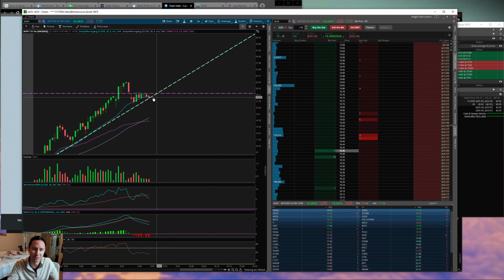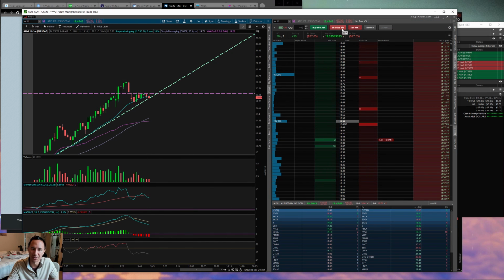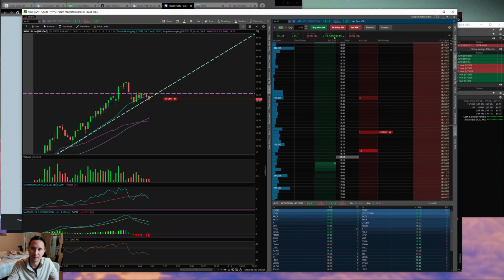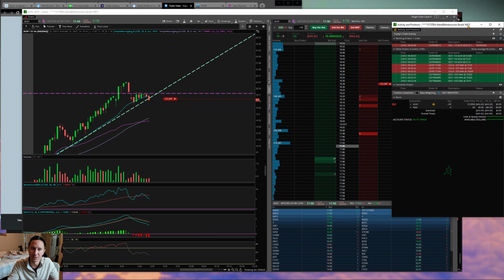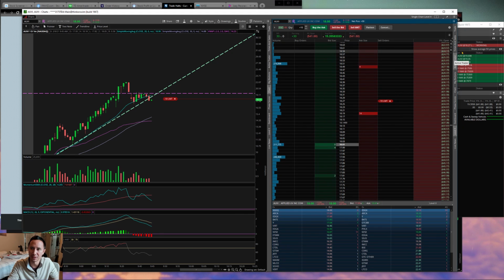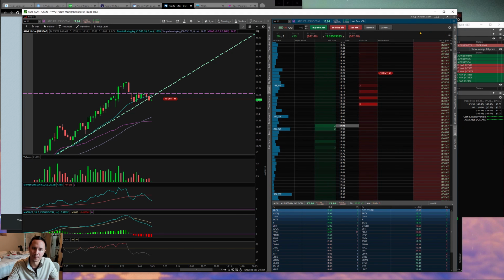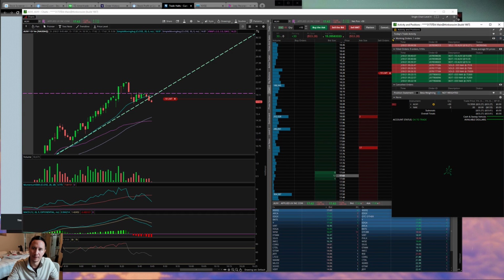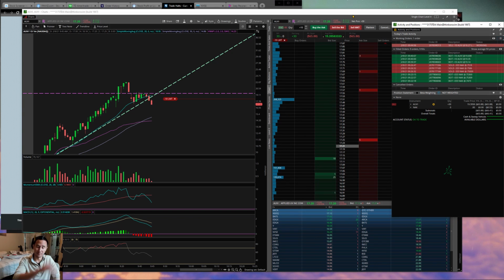I need to get out of this trade, by the way. It's not going in my direction. So I'm going to go ahead and just sell right here. Of course, it's not filling. Now it's dumping on me as I'm trying to sell. I got to figure out this.